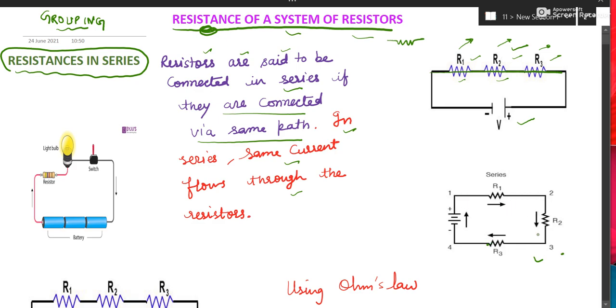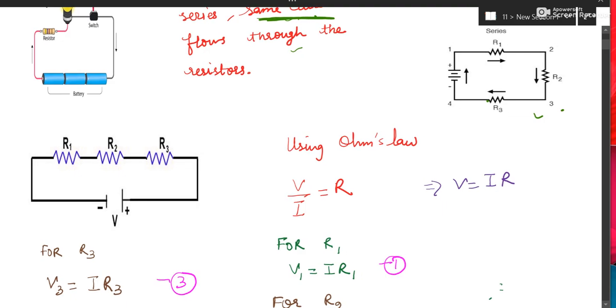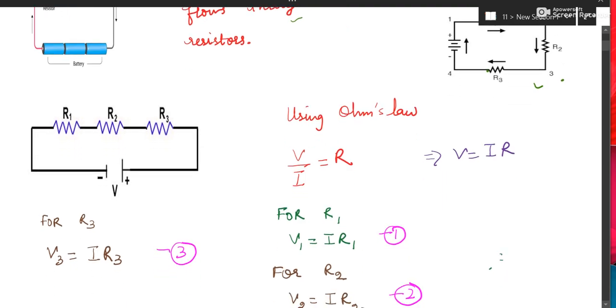And what quantity remains the same in series? Current, because the path is the same. Now we have to derive the expression for net resistance. In this diagram, there are three resistances, resistance 1, resistance 2 and resistance 3. They are connected to a battery of V volt, 9 volt, 10 volt or V volt. So in series, what is the same? Current is the same. So you can write I, the same current will pass through R2, the same current will pass through the third resistor, R3.